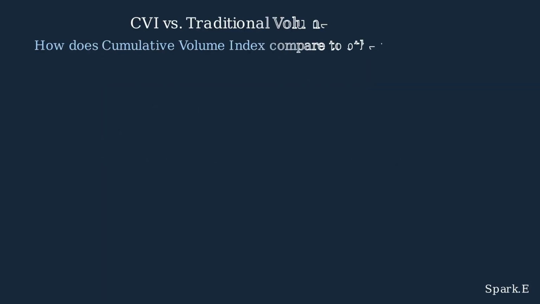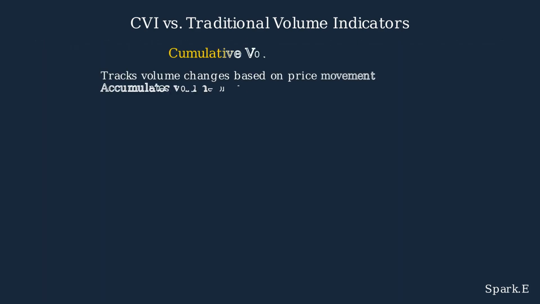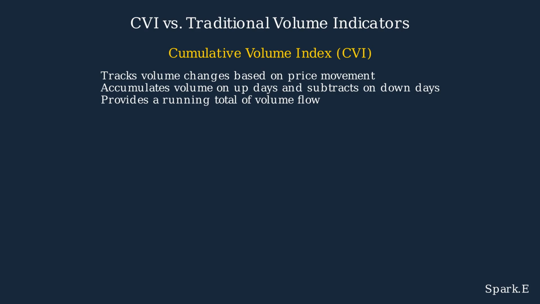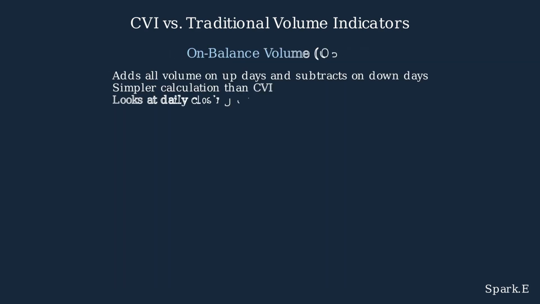Let's examine how the Cumulative Volume Index compares with other popular volume indicators. The Cumulative Volume Index tracks volume changes based on price movement. It accumulates volume on up days and subtracts it on down days, providing a running total of volume flow. On-balance volume, or OBV, adds all volume on up days and subtracts it on down days. It uses a simpler calculation than CVI and only looks at daily closing prices.